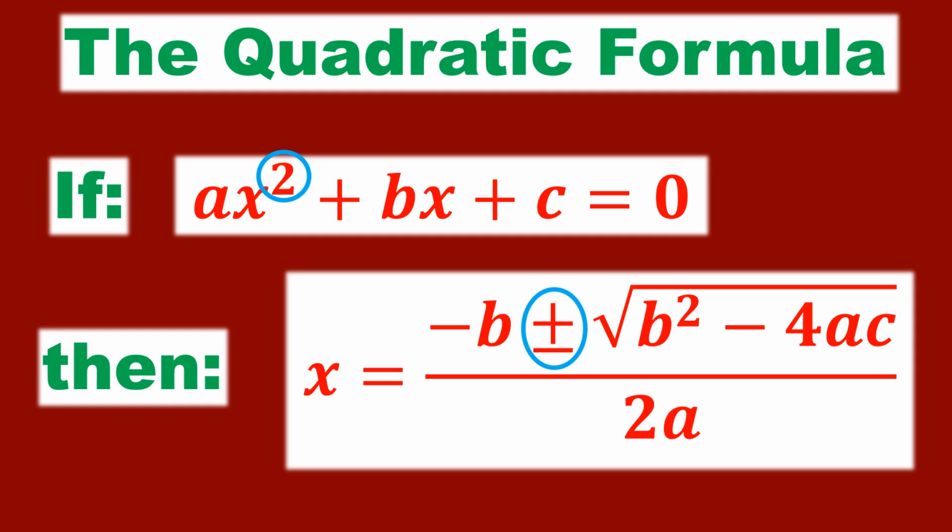So you'll get one answer by going minus b plus the square root over 2a, and you'll get your second answer by going minus b minus the square root over 2a. Pause now so you can make some notes.